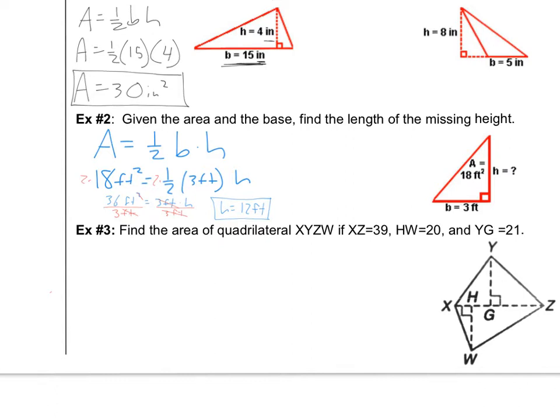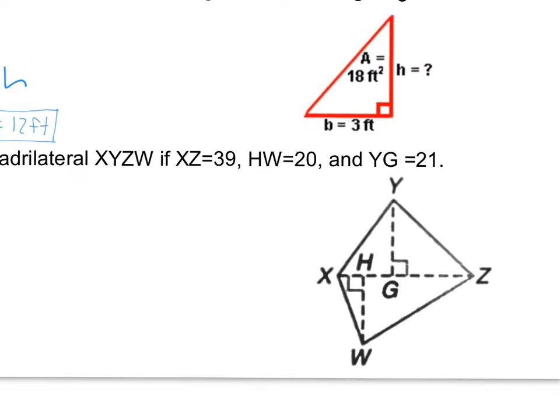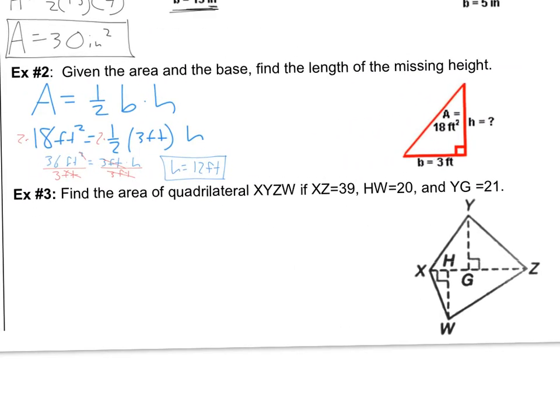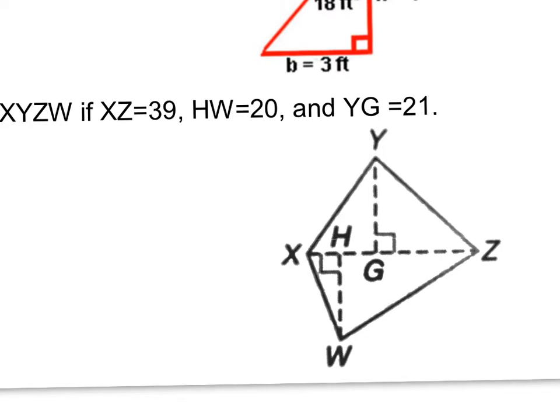Alright, example number 3 says, find the area of the quadrilateral XYZ if XZ is 39, HW is 20, and YG is 21. So let's just kind of plug those values in. So again, they want the area of this whole figure, but we only know certain parts. So let's plug in what we know. We know that XZ is 39. So this distance here is 39. We know that HW here is 20, and that YG here is 21.